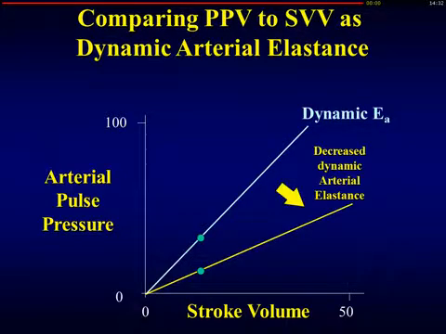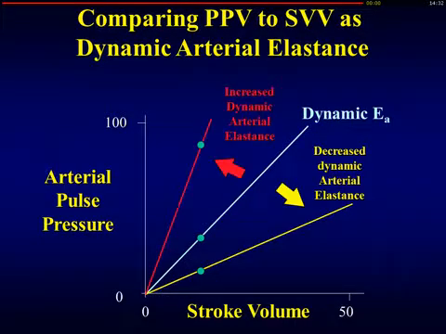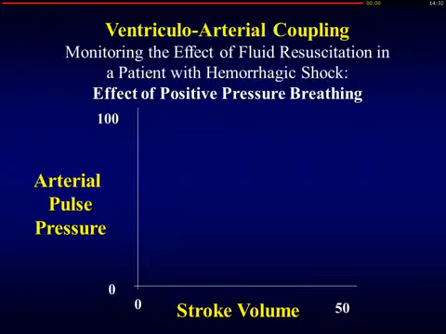And for the same stroke volume, my pulse pressure is higher. I must have an increase in tone. And the advantage of this is that this isn't physiology, this is physics. This is how we define things. So I can use this dynamically at the bedside.